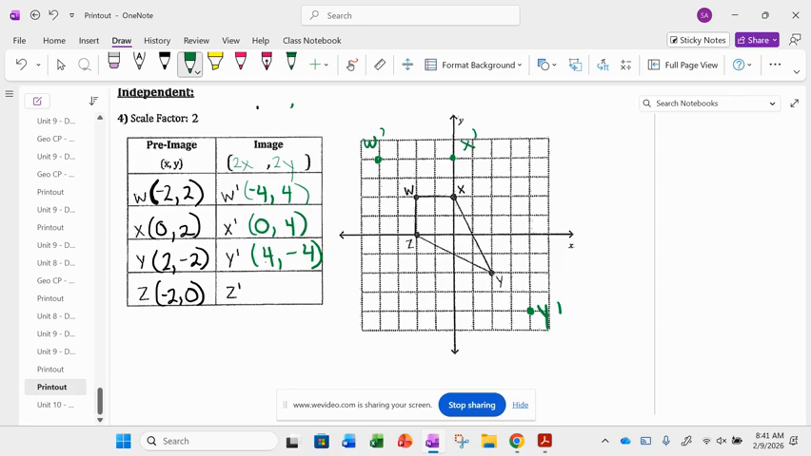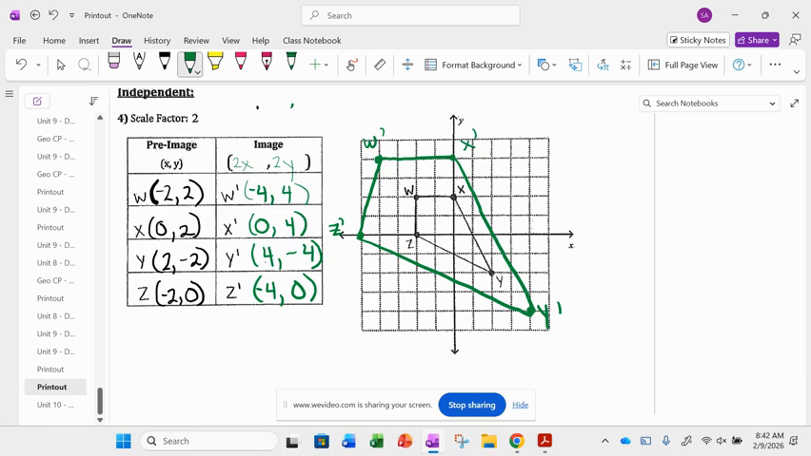And this is Y prime. And then last but not least, -2 times 2 is -4. And 0 times 2 is 0. That's our Z prime. And then we connect. And does it make sense that our new image is bigger than the old image? Does that make sense? It does make sense.